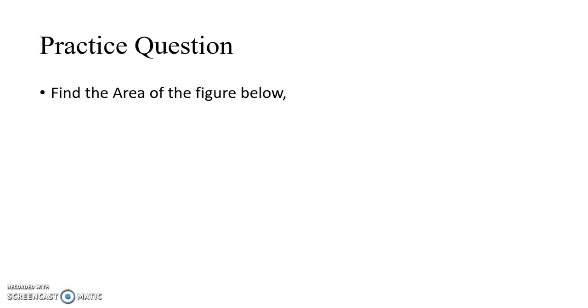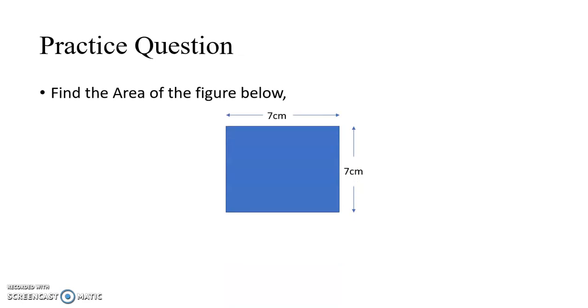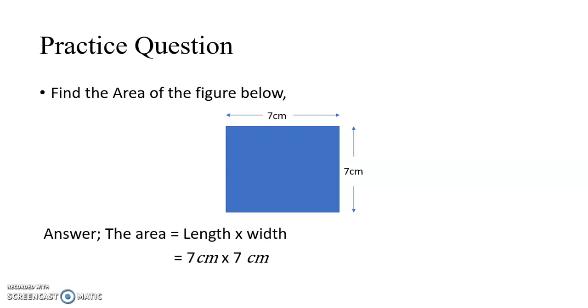Find the area of the figure below. We have a square whose length is 7 centimeters and width is 7 centimeters. The area becomes length times width. Substituting in the value of the length, which is 7 centimeters, and width, which is 7 centimeters, the area becomes 7 times 7 centimeters, which gives us 49 centimeters squared.